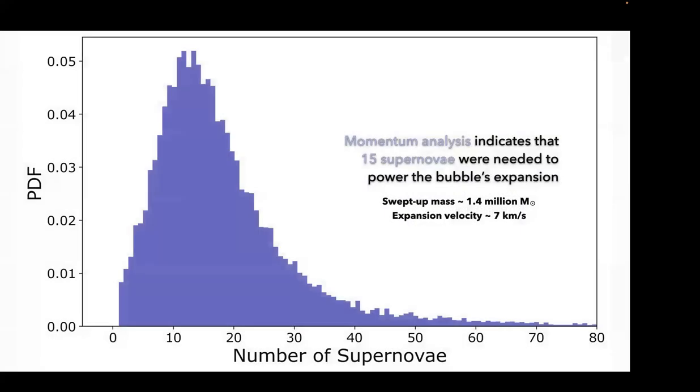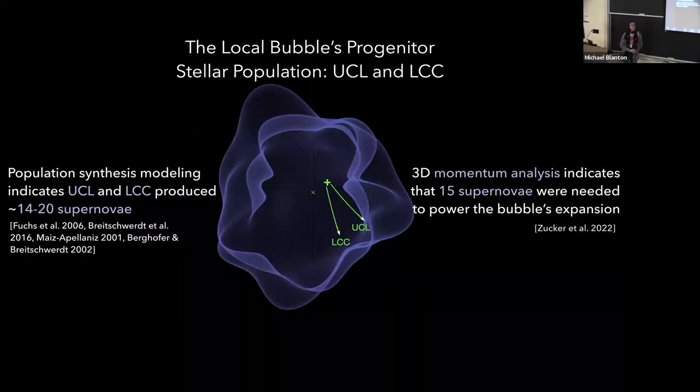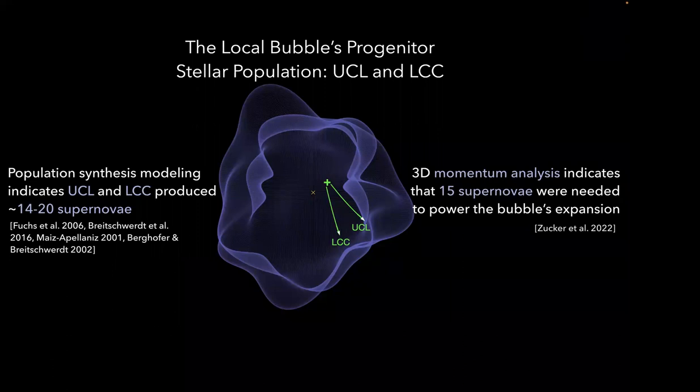Sorry, what's the acronym LCC and UCL? That's just the name of the clusters. It stands for Upper Centaurus Lupus and Lower Centaurus Crux, which is why I did not say them before. Those are the two clusters that form the local bubble.